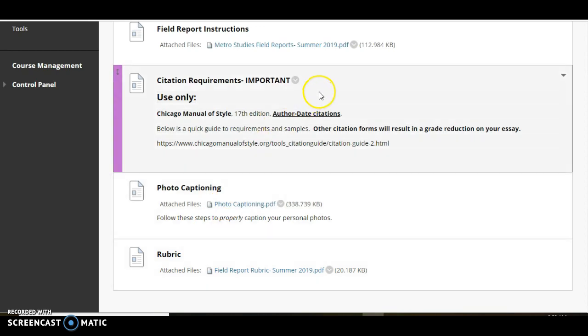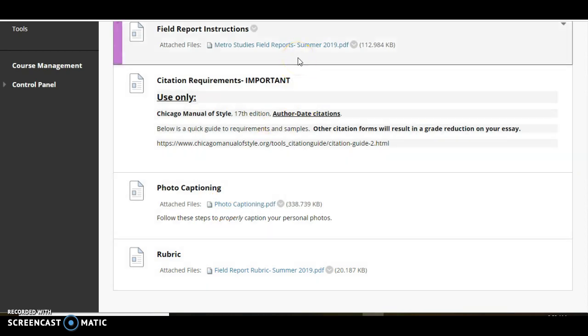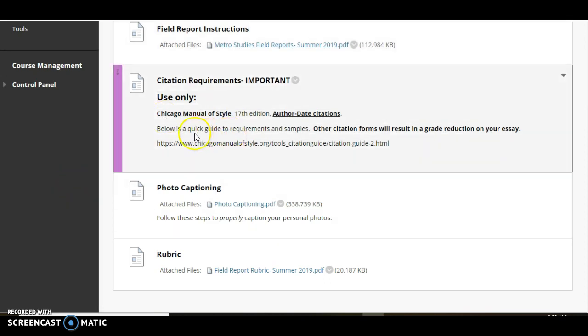Field reports, we have the instructions. I'll post some ideas during the week, some ideas that you could use to approach your first field report. The citation requirements are here. We are using author date in text citations, so make sure you're using the right form.